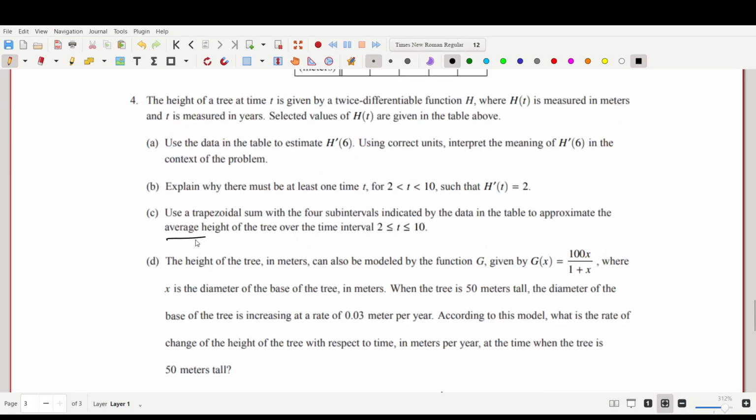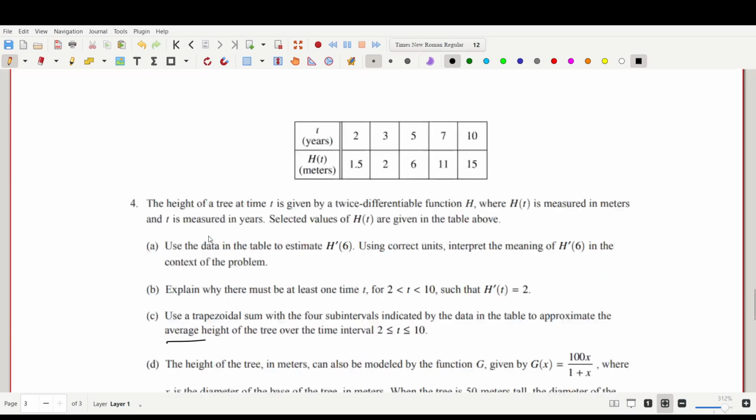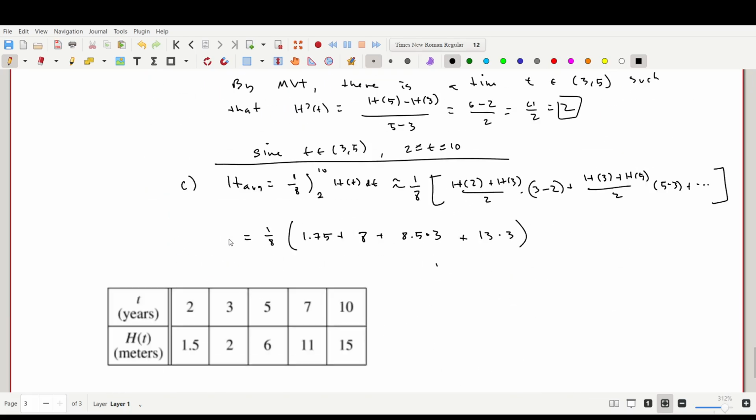Man, non-calculator on this is just rough. Gosh, I hate when they do that. Fine. And then that's 1/8 times, I guess 8.5 times 3 is 25.5. 1.75 plus 8 plus 25.5 plus 13 times 3 is 39. So let me add the integer parts. 1, 8, 25, 39. 1 plus 8 is 9, 10, 18, 23, and then 2, 2, 4, 7. So 73, and then 0.75 plus 0.5 is 1.25, so it's actually 74.25, I believe. And then you divide by 8. This can't be right. I must have done something wrong.